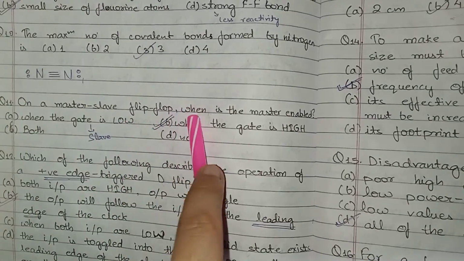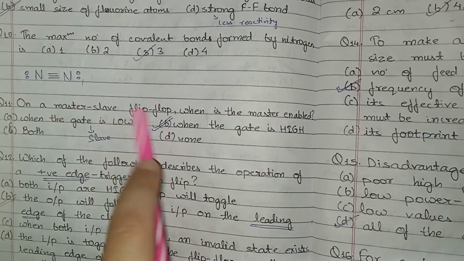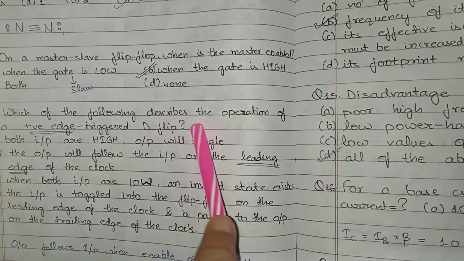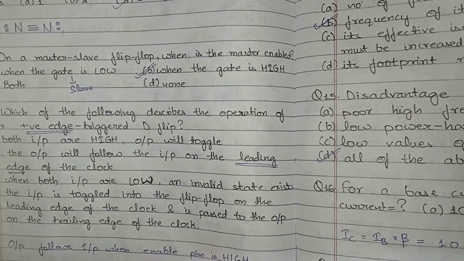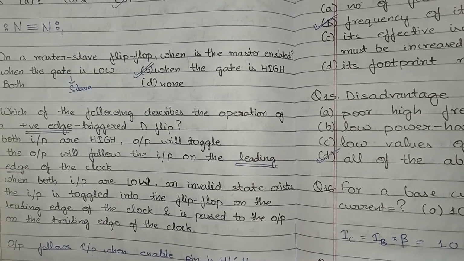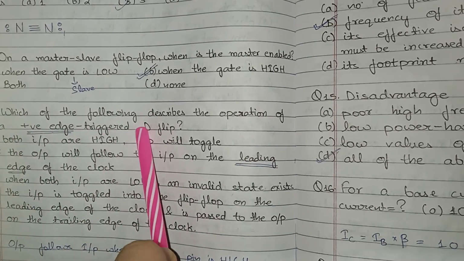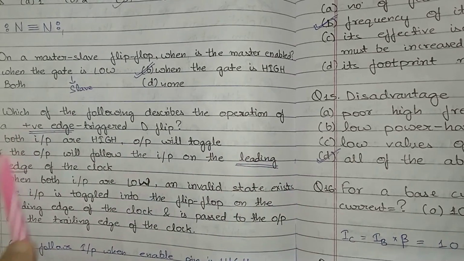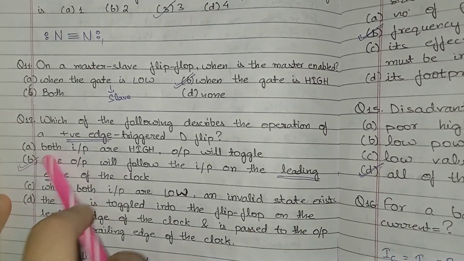Master slave flip-flop. Master is enabled when the gate is high and slave is enabled when the gate is low. In a D flip-flop, output follows the input when the enable pin is high. Here the flip-flop is positively edge triggered, so it will be triggered by a leading edge. So the answer will be B.